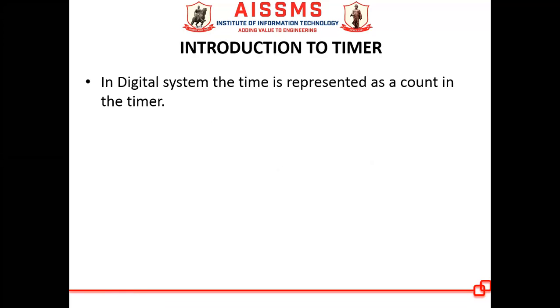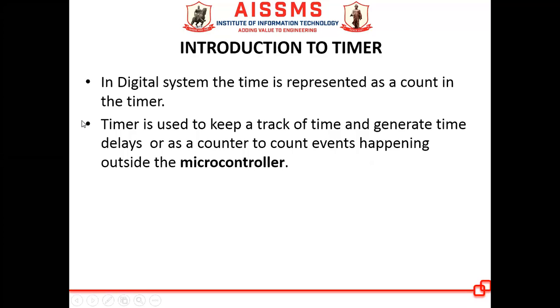So, in digital systems, the time is represented by a count in the timer, and if the timer counts some events, you call it as a counter. So if it counts clock pulses, then you call it as a timer, and if it counts some events, you call it as a counter. Now, those events are the ones which take place outside the microcontroller. So this is why we require a timer.